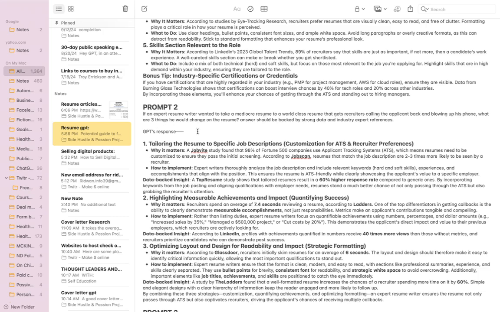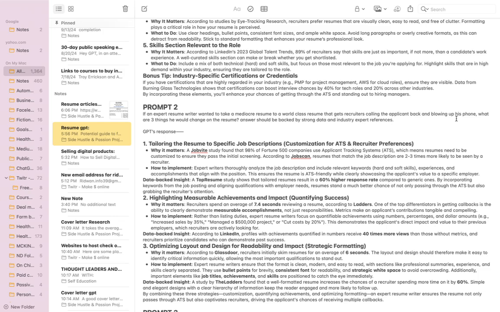So when I say if an expert resume writer wanted to take a mediocre resume to a world class resume that gets recruiters calling the applicant back and blowing up his phone, what does it really mean for recruiters to be calling an applicant and blowing up his phone? I could have simply said, "Hey, what makes a good resume?" But when I phrase it this way, the model actually responds better, right?